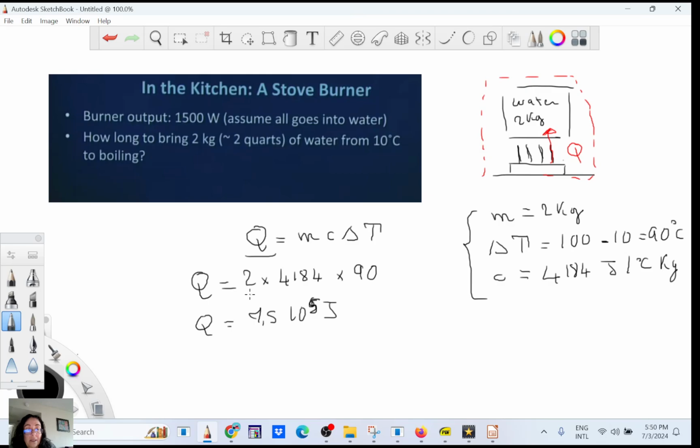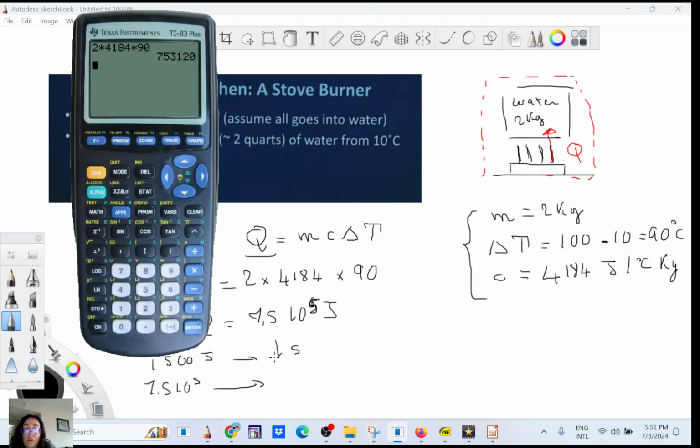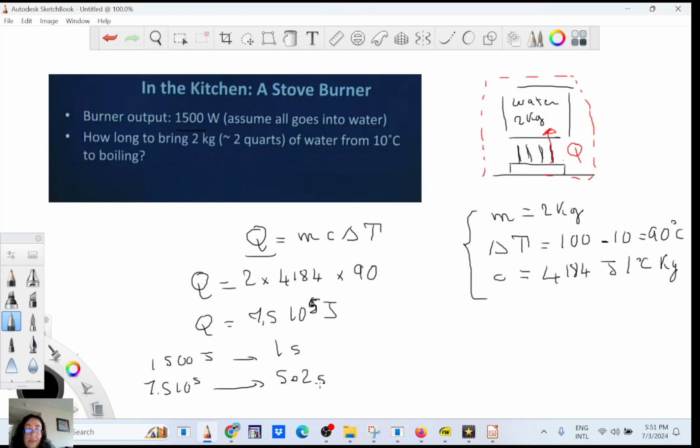90 degrees. And here you have 2 kilograms. Okay, and then it's the same thing here. The burner, the rate at which energy is produced here, is 1500 joules for 1 second. So if you want 7.5 times 10 to the 5, you cross multiply and divide by 1500. Okay, so you get 502 seconds.